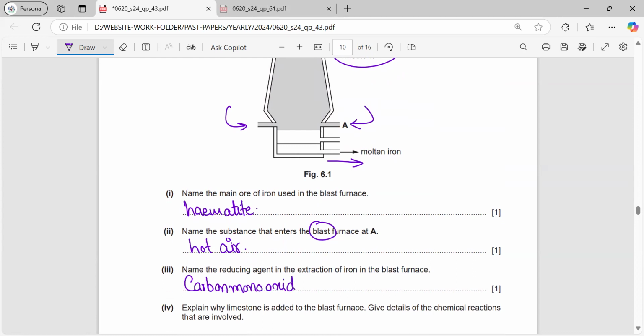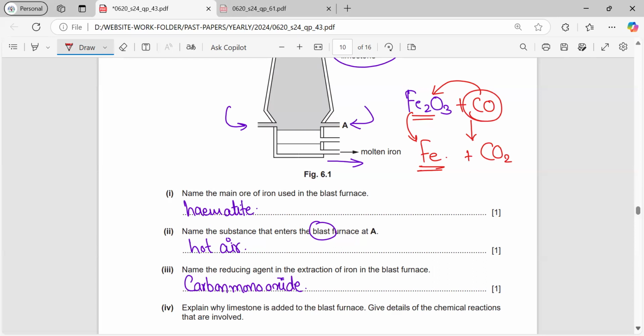Carbon monoxide is the main reducing agent in the blast furnace because the iron oxide which is present in the ore, in the hematite, gets reduced by carbon monoxide. Carbon monoxide takes oxygen from it and forms carbon dioxide, and from the iron oxide, the iron will come out and it will be extracted. So carbon monoxide is the main reducing agent.